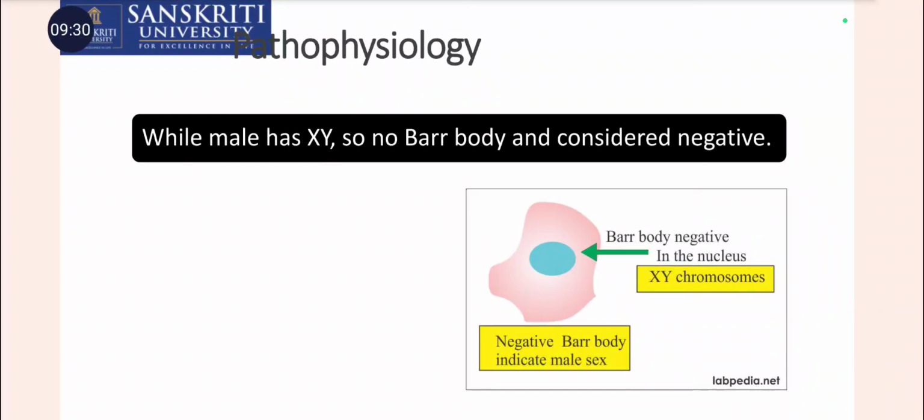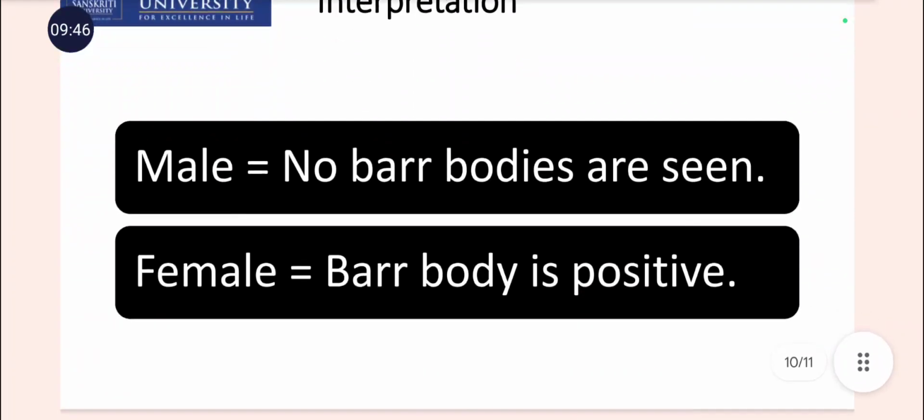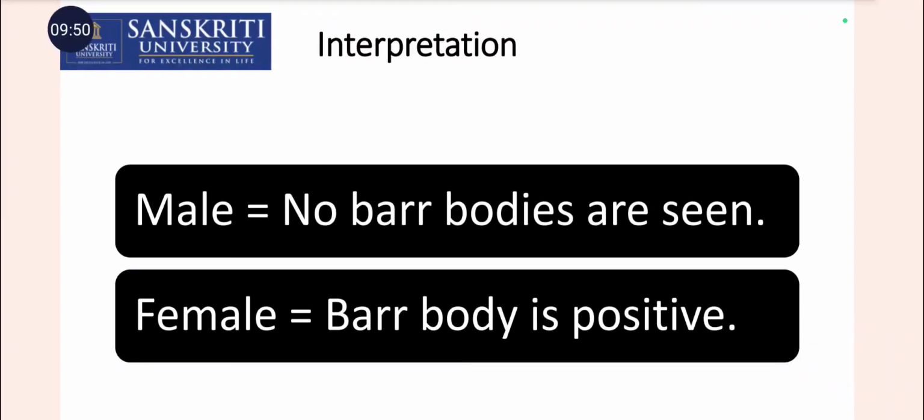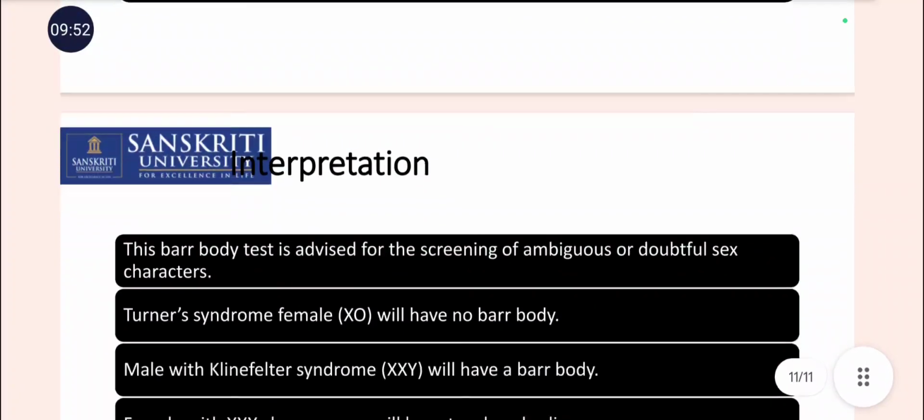While male has XY, so no Barr body and no condensed chromatin is seen, and that's why we consider it negative. So this sample belongs to a male, because there is no Barr body. So in male no Barr bodies are seen, and in female the Barr body is positive.